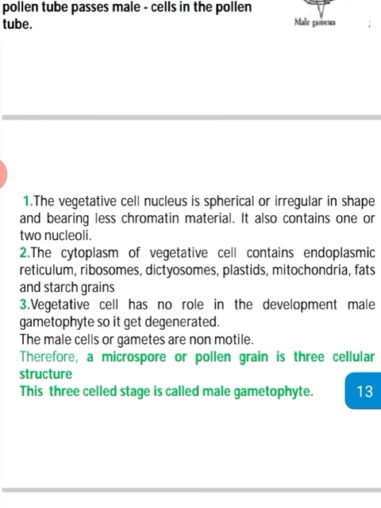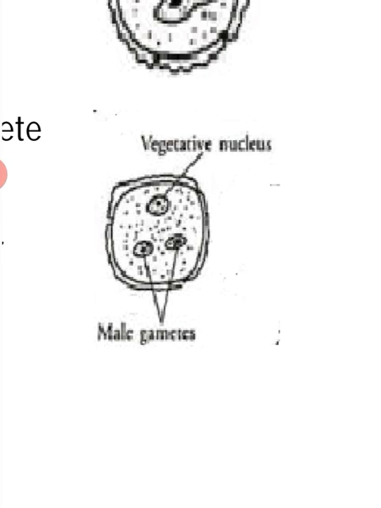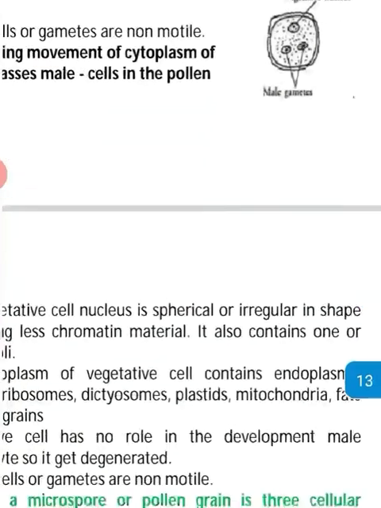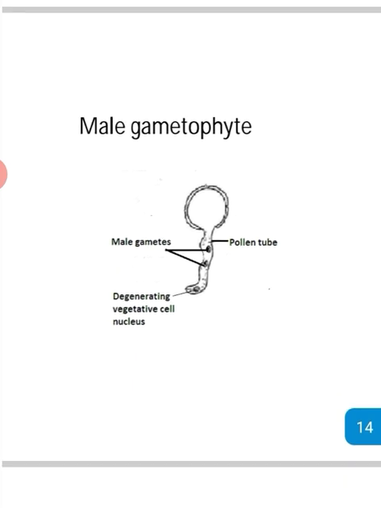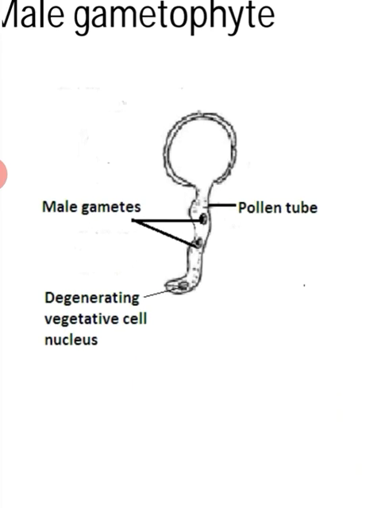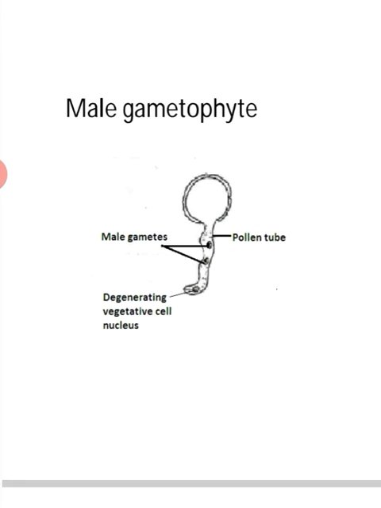Therefore, now the microspore or the pollen grain is a three-celled structure like this: two male gametes and one vegetative nucleus. This three-celled stage is called male gametophyte. Look here. The pollen grain is there, the pollen tube is emerging out, the degenerating vegetative cell nucleus, also called the tube nucleus, and two male gametes are there. So this is the structure of male gametophyte.